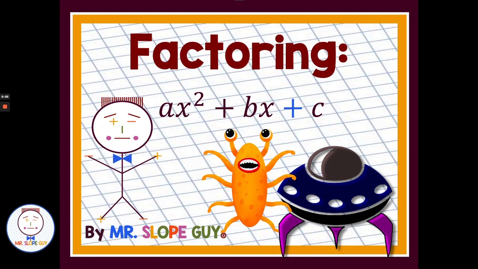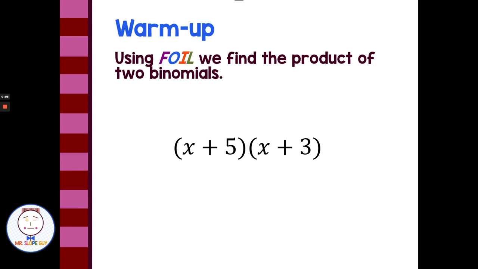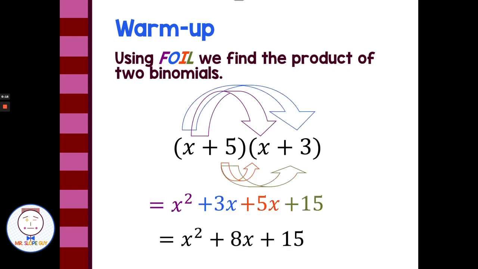Factoring trinomials with a positive c value. If we multiply a binomial times a binomial using a method like FOIL, where we multiply first, outside, inside, last, so far we've multiplied tons and tons of binomials times binomials using FOIL to get something like x squared plus 8x plus 15. Today we're going to look at being given x squared plus 8x plus 15 and changing it into a binomial times a binomial.